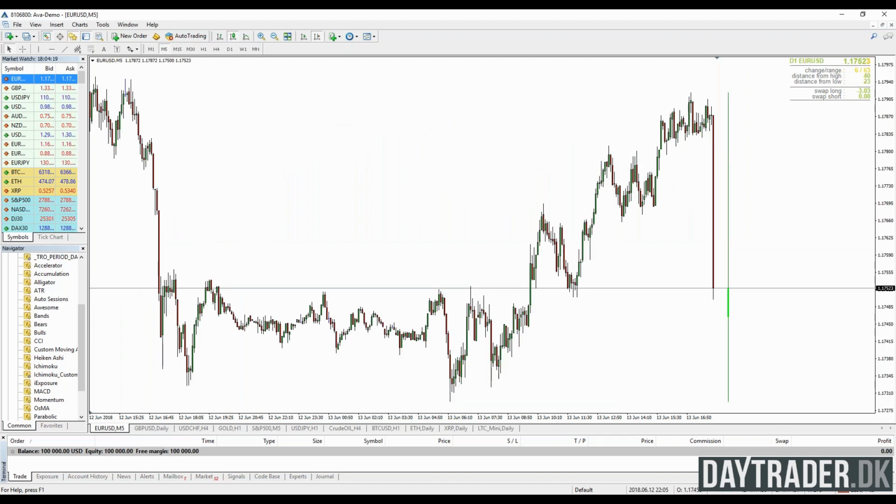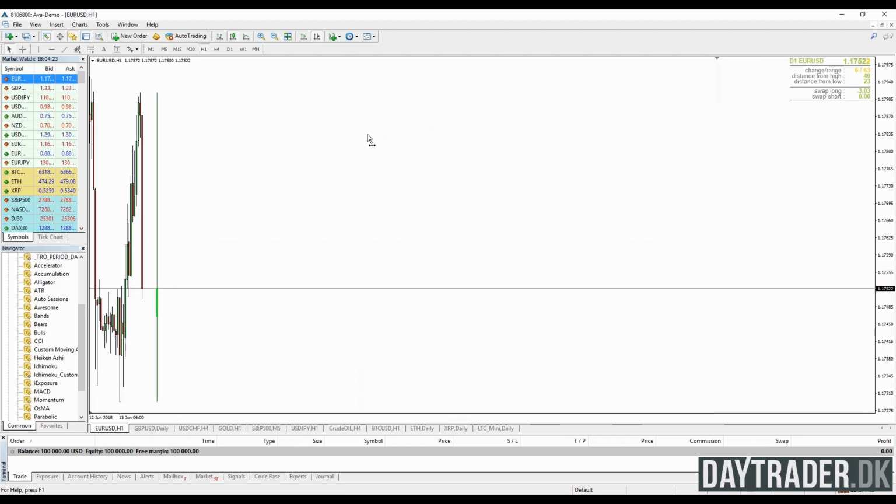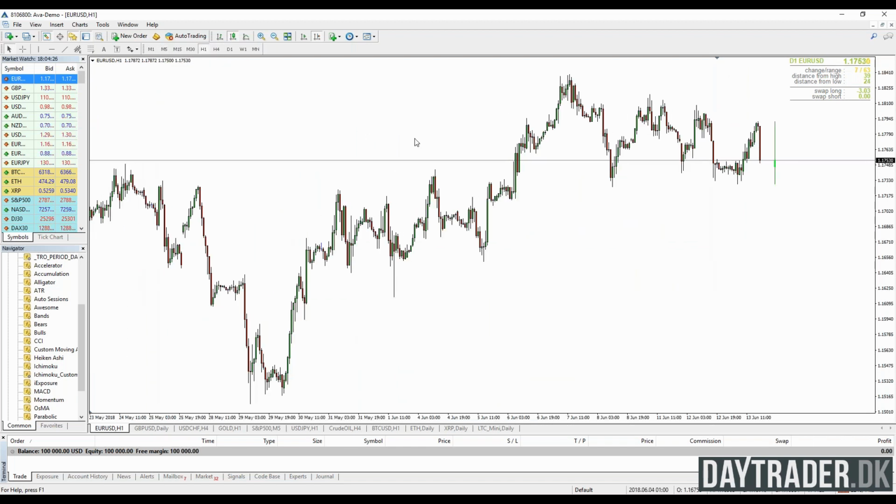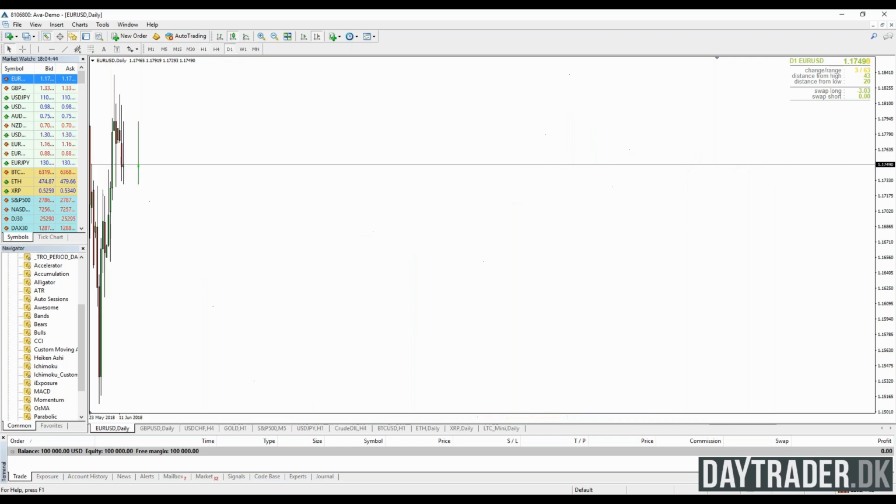Now, how do we play this? In general, for me, as a mid-term play, I'm not a very short-term trader. I do, especially currencies, not. I mean cryptocurrencies, there is almost no possibility to trade them long-term, but real currencies like euro dollar, I watch a little bit also in higher time frames.